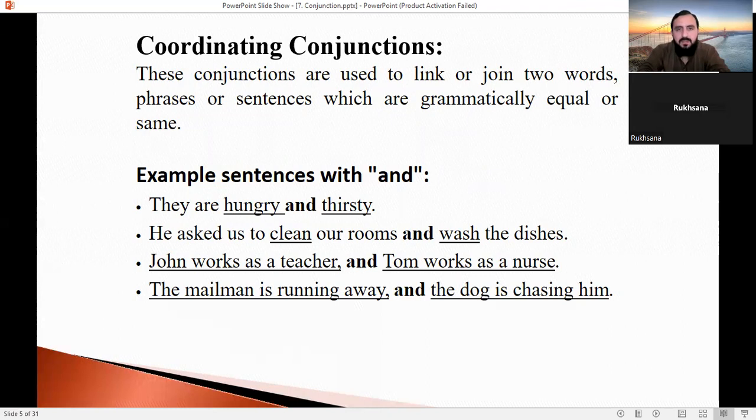These conjunctions are used to link or join two words, phrases, or sentences which are grammatically equal or same. Grammatically equal, conceptually, they should be equal, okay? If we talk about jobs, both should be about the jobs, right? On both sides of and, the concepts must be equal. They must be clear. They must be equal to one another, right? Yes, sir.